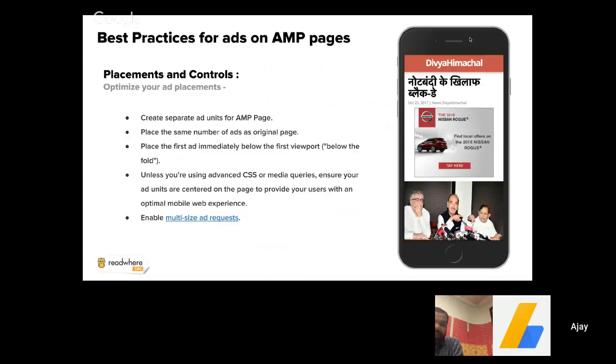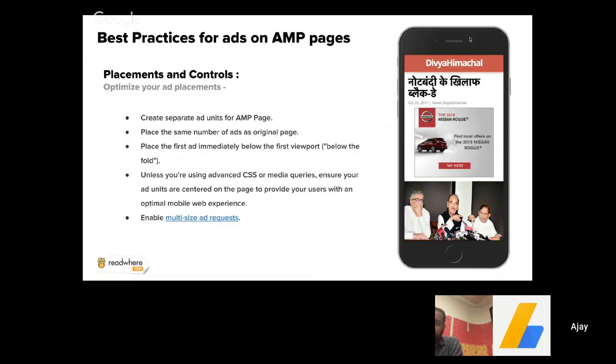Second is to place the same number of ads as the original page. That means placement should be the same in your AMP page and in your generic page as well. First of all, that will aid your revenue. Second, it will give the user the experience of a parallel page. Third is to place the first ad immediately below the first viewport. That means the fold. That means the ad should be visible in the first viewport of your mobile.